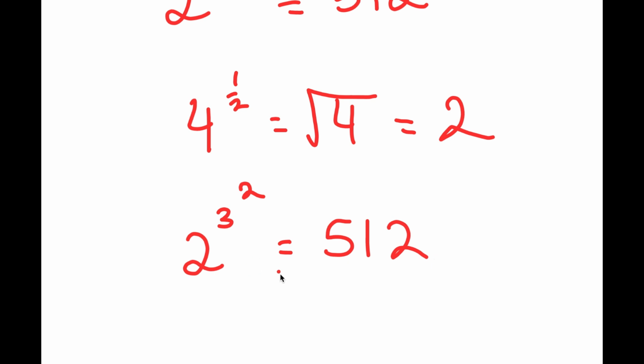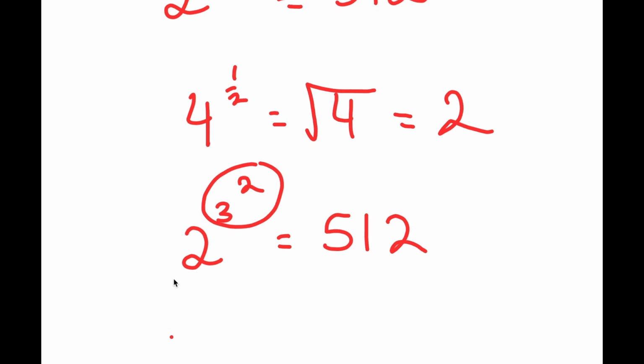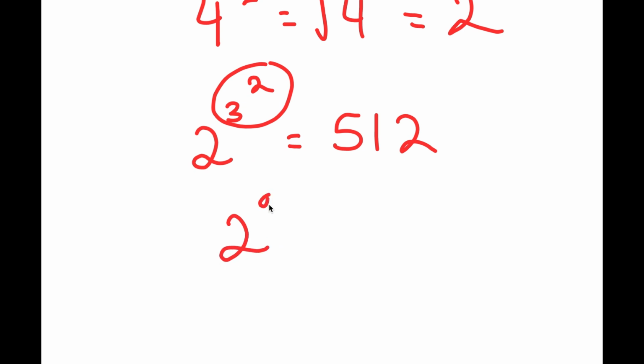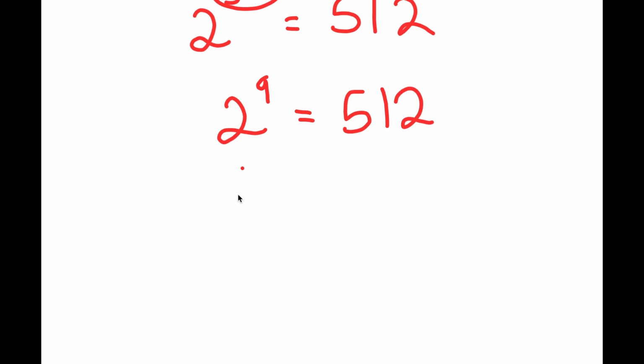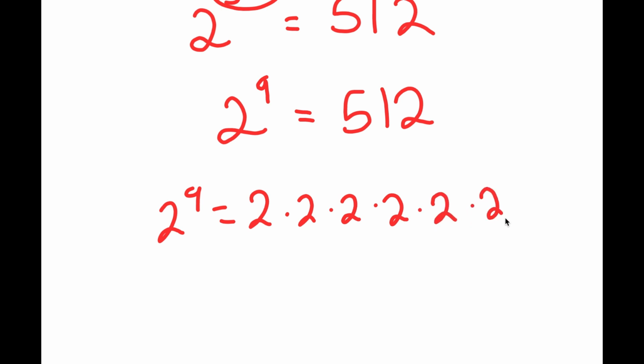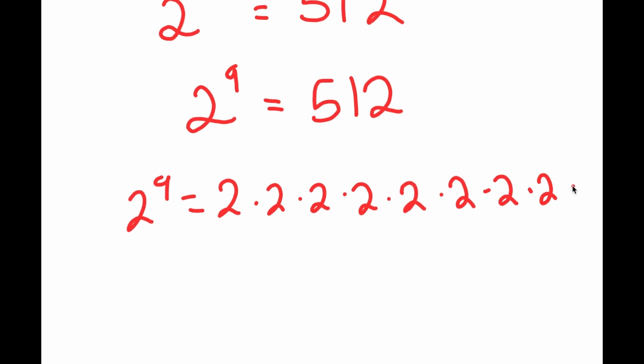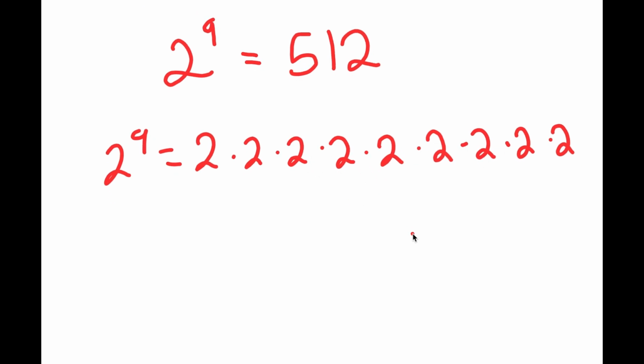Now, from here, I have 3 to the power of 2, and 3 to the power of 2 is equal to 9. So now I get 2 to the power of 9 is equal to 512. To solve 2 to the power of 9, 2 to the power of 9 is equal to 2 times 2 times 2 times 2 times 2 times 2 times 2 times 2 times 2, so 2 multiplied by itself 9 times.